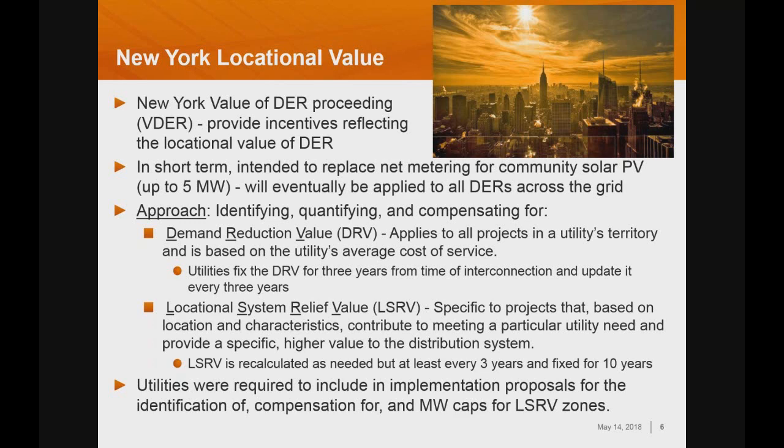The next piece is interesting, the locational system relief value. What this is, is that the utility is required to look across its service territory and identify areas where system relief is needed. For projects located within these areas or zones, there would be additional compensation because the value provided is actually helping to fill a specific utility need in these areas. So the utilities were required to include in their implementation proposals the way to identify, compensate for, and create megawatt caps for these locational system relief value zones.